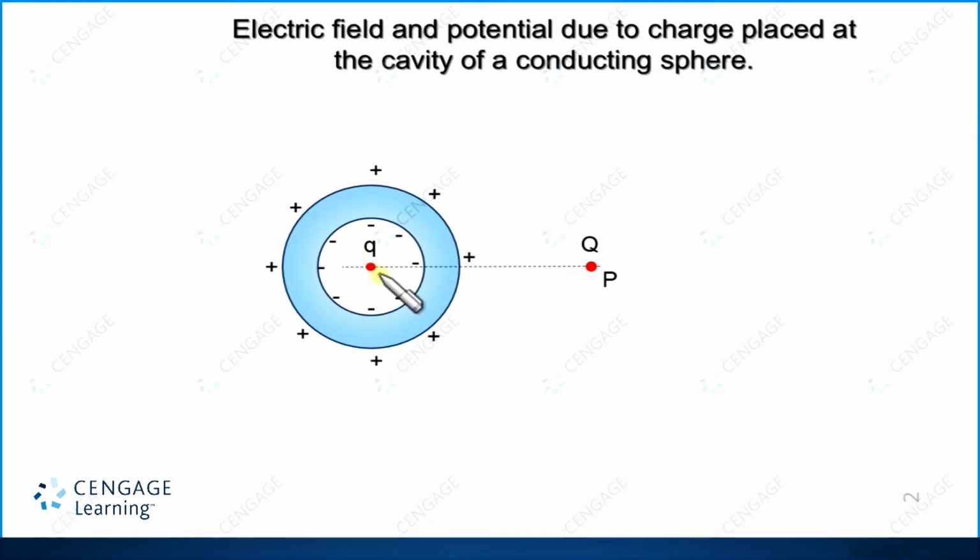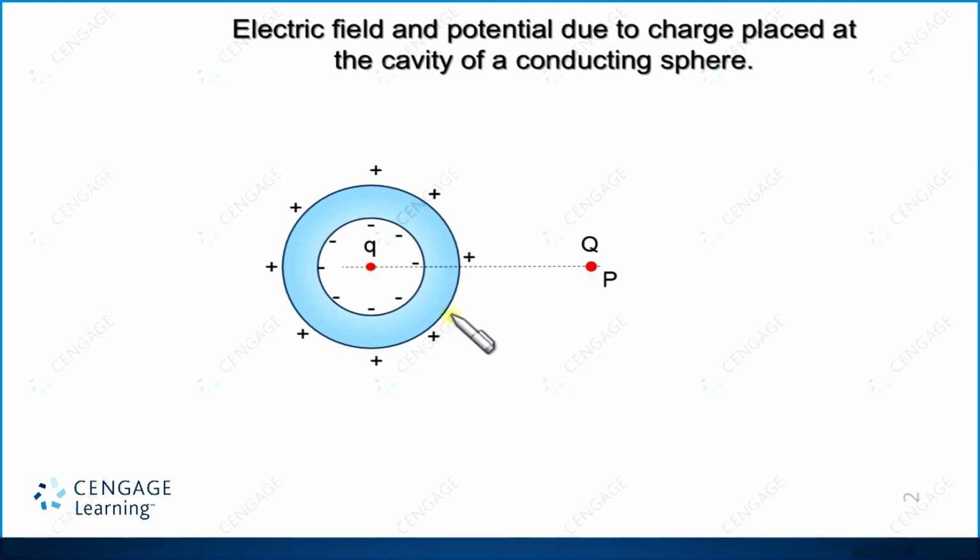This property is called electrostatic shielding. You will say small q is electrostatically shielded against capital Q. Now let us ask the second question. Is there any force experienced by capital Q? The answer is yes. Why? Because it will experience force because of the charge appearing on the outermost surface of the sphere.